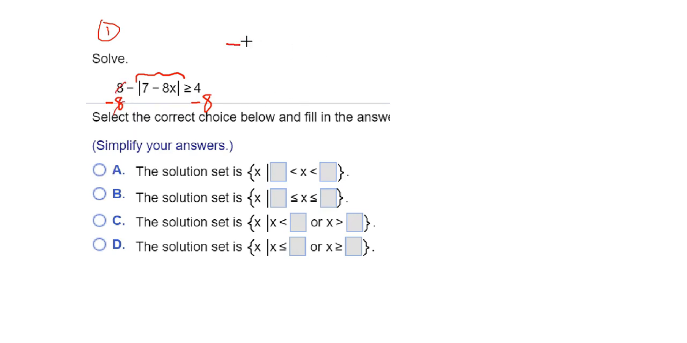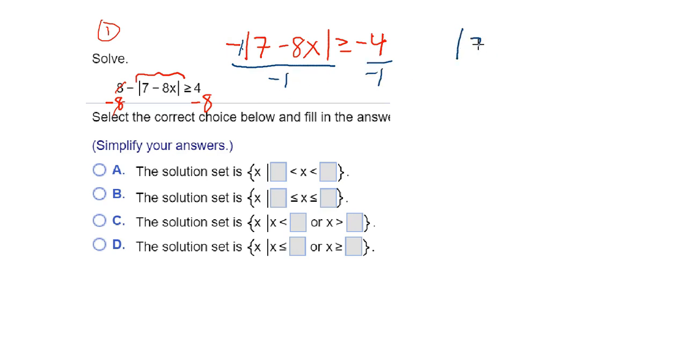We'll end up with negative absolute value of 7 minus 8x is greater than or equal to negative 4. Again, we don't flip the symbol from subtracting the same number from both sides. We do flip the inequality symbol if we divide by a negative, which is actually what we're going to do next, right? So to get this absolute value by itself, I want to get rid of this negative sign. I'll do that by dividing by negative 1 on both sides.